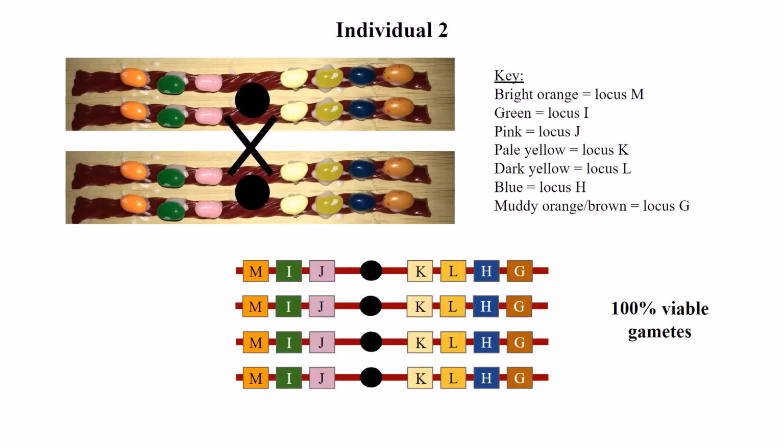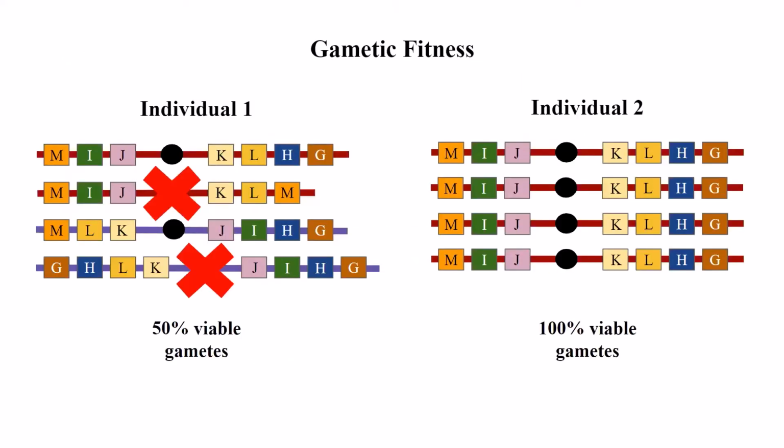Lastly, let's compare the gametic fitness of individuals 1 and 2. Individual 2 has a higher percentage of viable gametes than individual 1, and therefore has a higher gametic fitness.